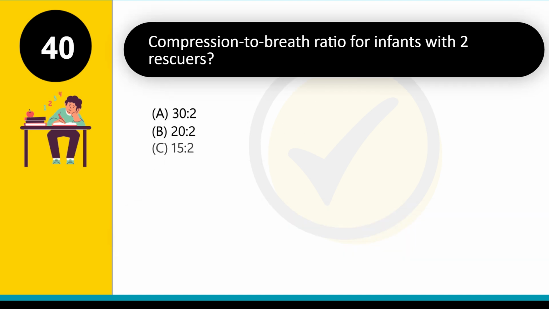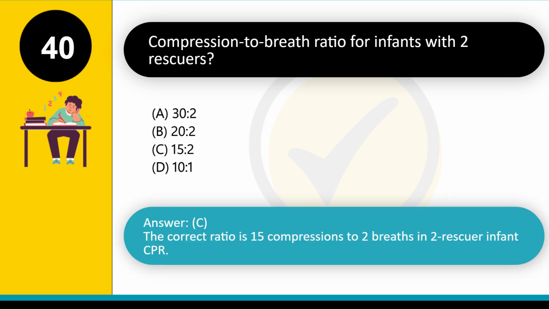Compression to breath ratio for infants with 2 rescuers? A. 30:2. B. 20:2. C. 15:2. D. 10:1. Answer, C. The correct ratio is 15 compressions to 2 breaths in 2 rescuer infant CPR.